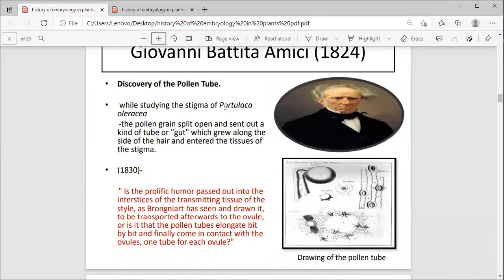So first time this scientist observed there is a formation of the pollen tube, and it carries some kind of male nucleus. Okay. So in 1830, six years later, the prolific humor passes out the transmitting tissue of the style. So he observed in detail the transportation of the male gamete to the ovule with the help of this pollen tube elongation. Okay, so the pollen tube elongated bit by bit and finally comes in contact with the ovule.